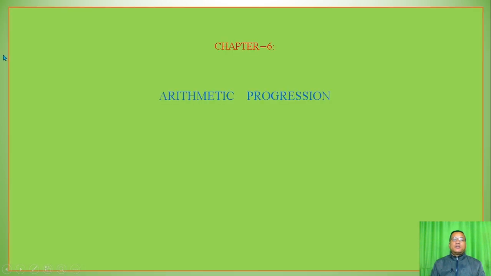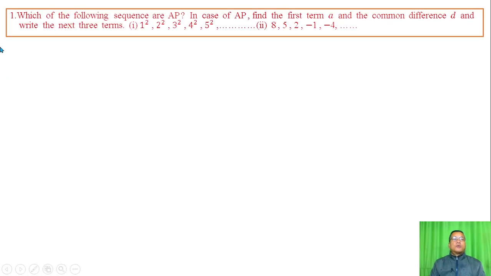Chapter 6, Arithmetic Progression. Exercise 6.1. Question number 1. Which of the following sequences are AP? In case of an AP, find the first term A and the common difference D, and write the next three terms.